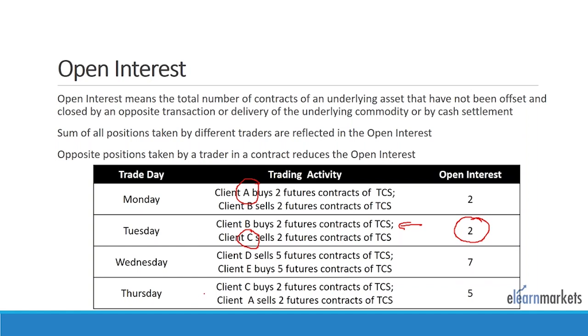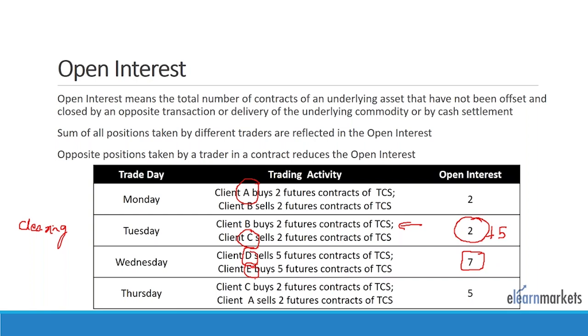Because these are exchange traded contracts, A and C don't know each other. They only know the clearing corporation, which, if they are traded in NSE, is owned by NSE. So the counterparty of A is the clearing corporation and the counterparty of C is also the clearing corporation. Now suppose client D and client E have initiated a new trade of 5 contracts, and there are 7 contracts now outstanding in the market. The 2 from earlier plus the 5 new which are getting initiated. So there are 7 contracts outstanding in the market.